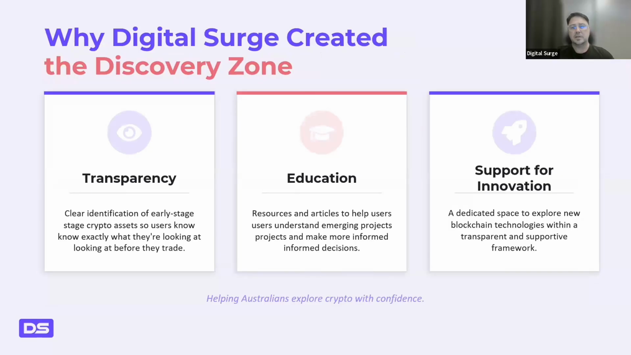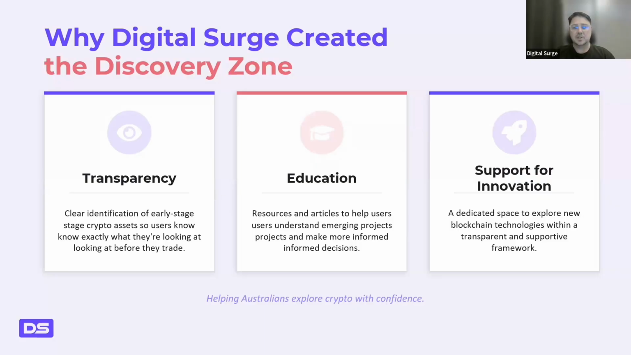So we created the Discovery Zone for the following reasons. We have over 440 tradable cryptocurrencies on Digital Surge, and new projects are launching all the time. We felt it was important to give users a clear way to distinguish between well-established assets and those that are still early in their journey. Transparency being a big one. In crypto, it's not always obvious which projects are well established and which are still early stage. We wanted to make that distinction clear.